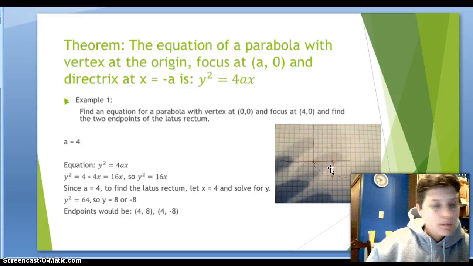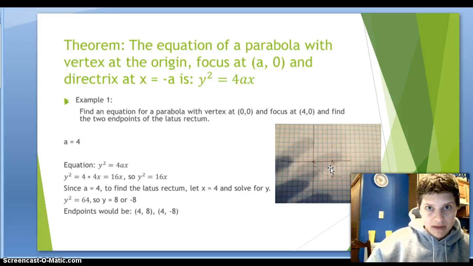So hopefully you remember, if a parabola opens up, it's going to be like y equals x squared, right? That's the concept. So if it opens to the right, we're going to have x equals y squared.